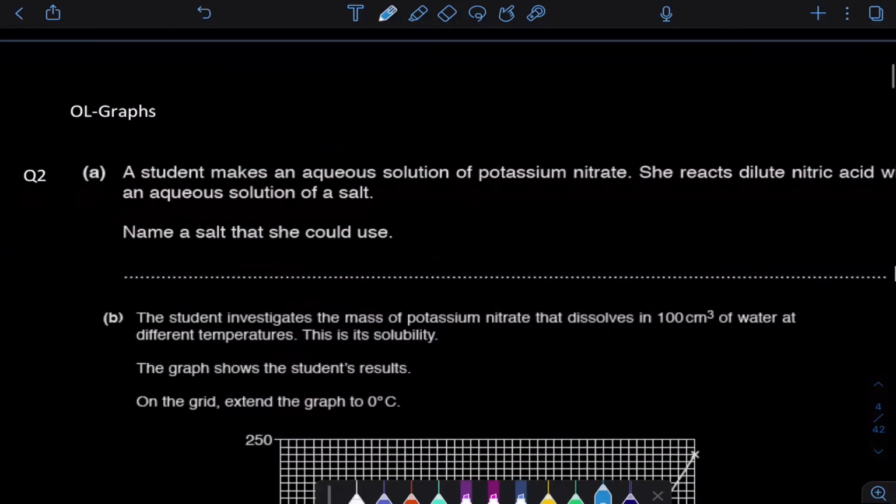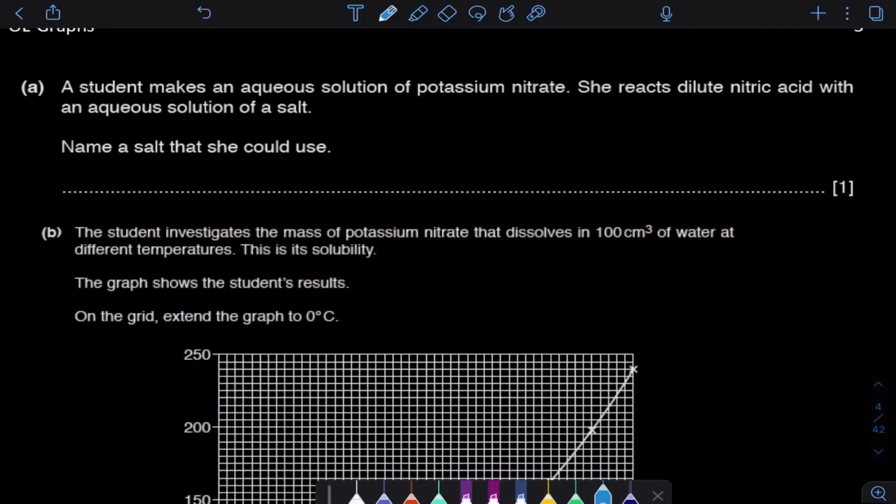A student makes an aqueous solution of potassium nitrate. It's a snap salt. This is an unusual question. अभी आपको पता लग जाएगा क्यों। She reacts dilute nitric acid with aqueous solution of salt. This is interesting because usually when we are making snap salts, we use titration. Volume does vary with concentration because concentration affects moles, n equals cV. So concentration affects moles, which is why moles change, and because of that volume changes.